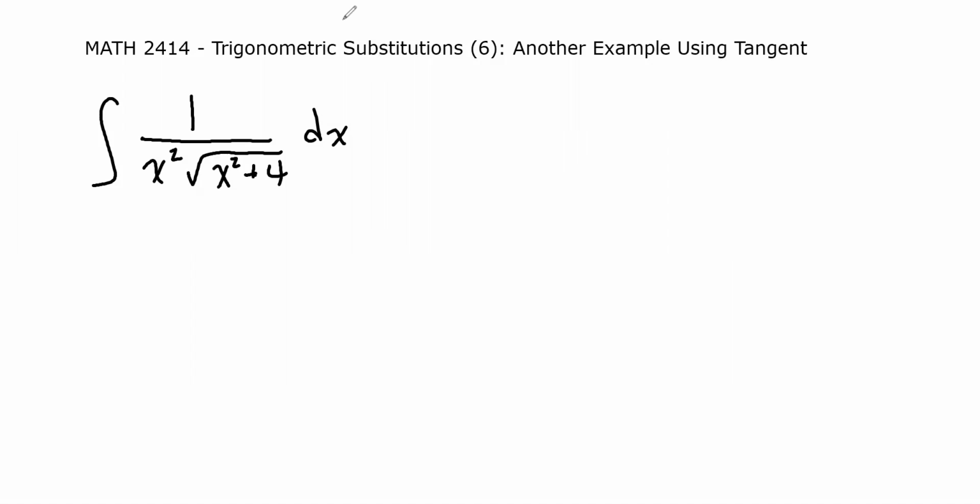Math 2414, Trigonometric Substitutions, video 6, another example using tangent. In this one, we're going to integrate 1 over x squared times the square root of x squared plus 4.